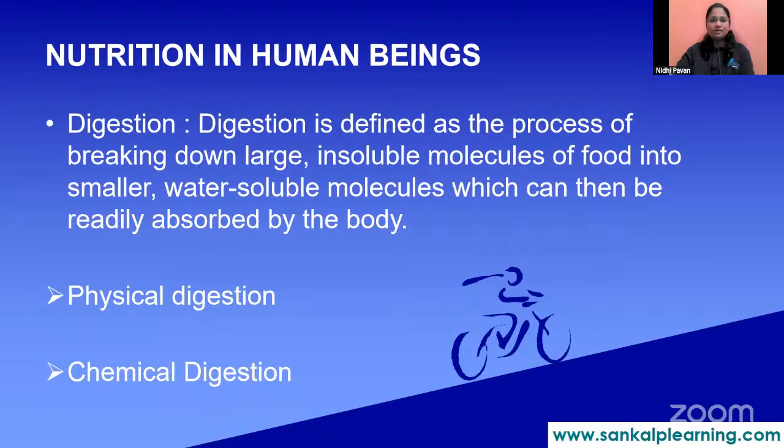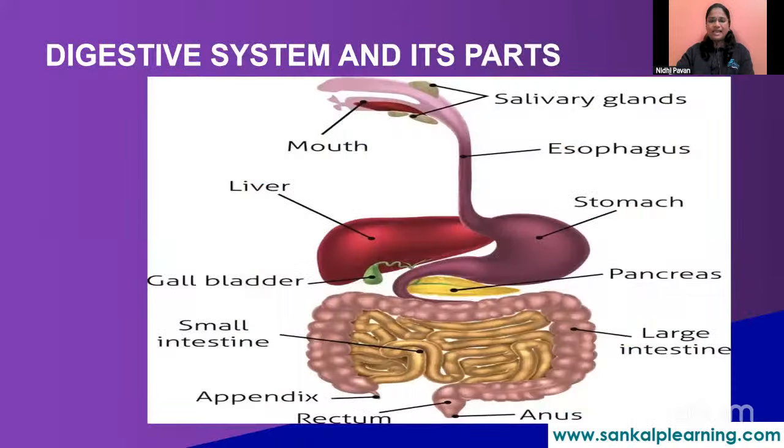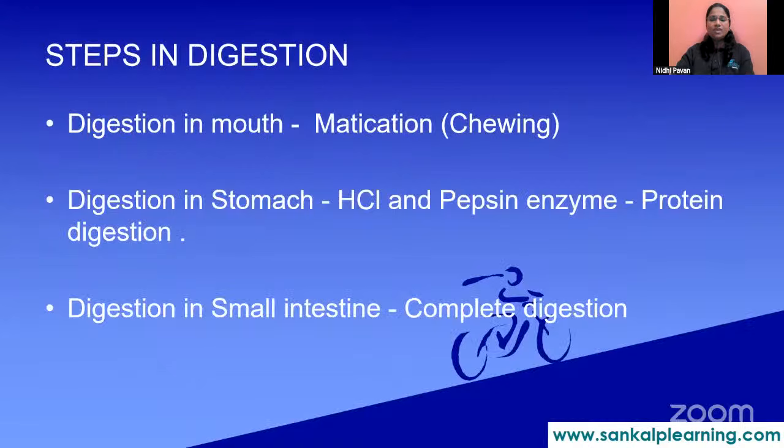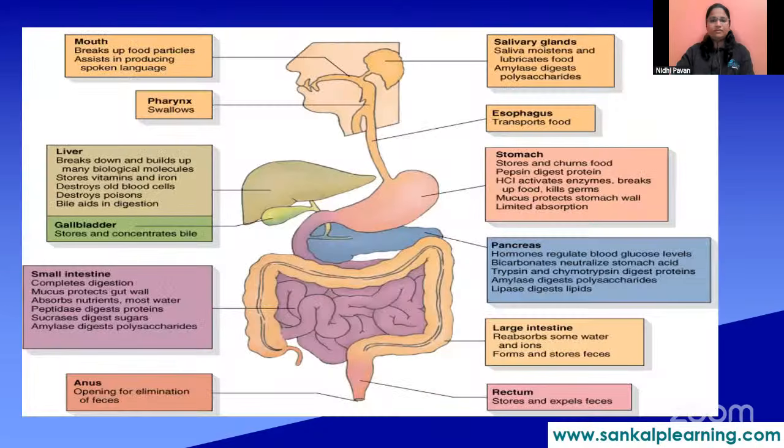Next, we have digestion here. Salivary glands, mouth, esophagus, stomach, liver, pancreas, small intestine, large intestine, okay, rectum, anus. So here, the mouth breaks up the food particle. So it will be having which gland? Salivary gland. Okay. So it has salivary amylase.